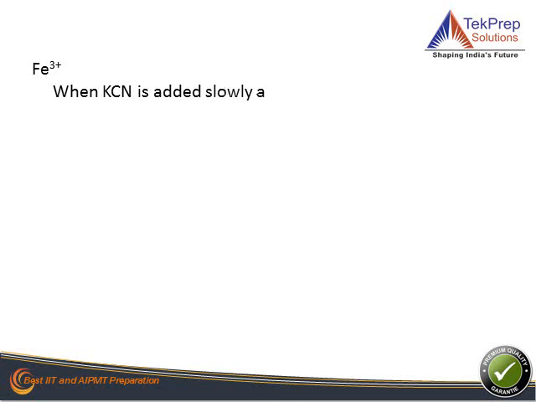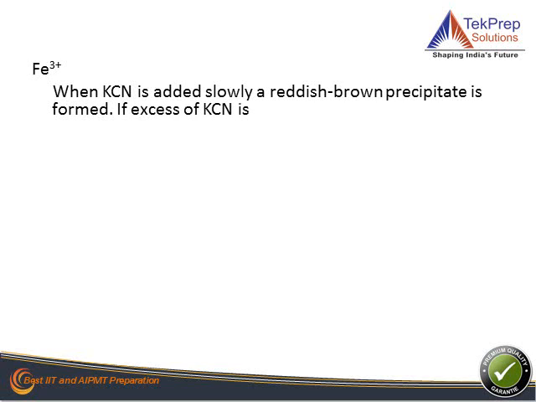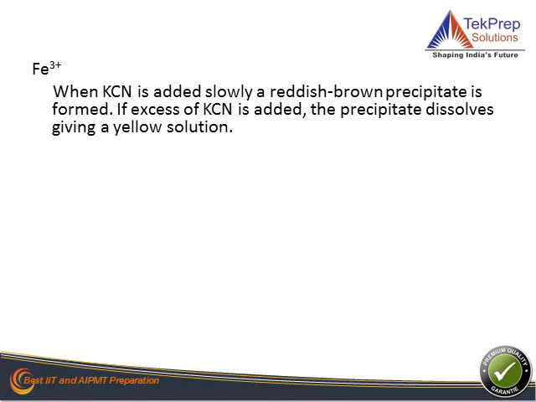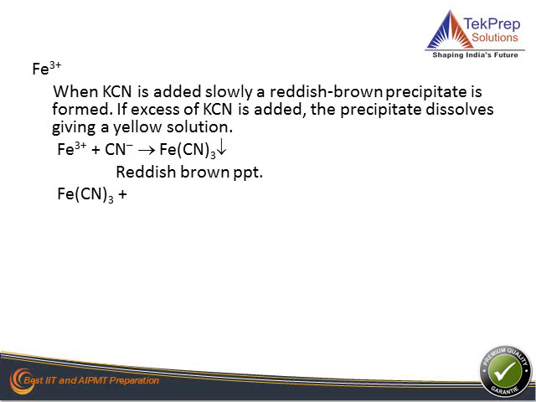With iron 3, when potassium cyanide is added slowly, it forms a reddish brown precipitate, and if more of it is added, it does form a solution as well, but is it brown? It gives a yellow solution. Looking at these reactions, this is also not the right cation which is going to give us a reddish brown precipitate and a brown solution.